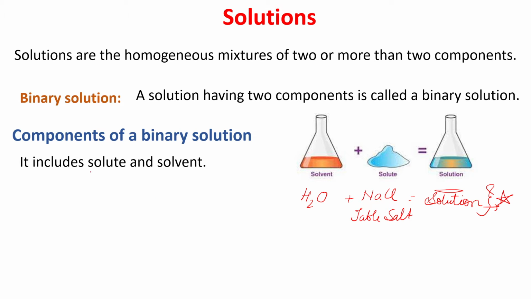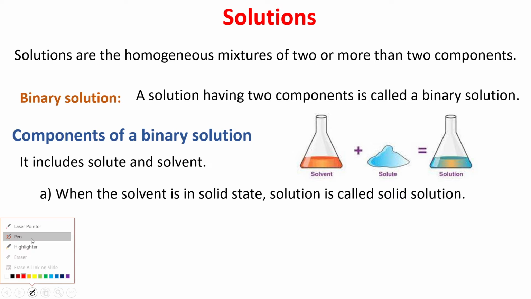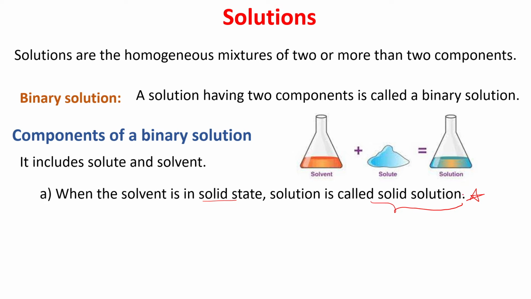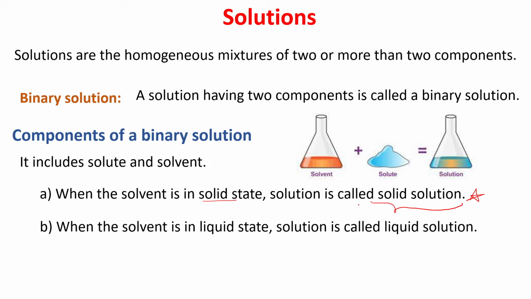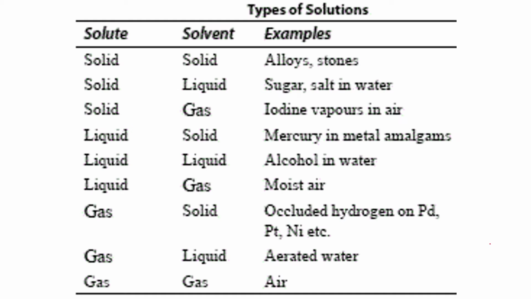Components of a binary solution include a solute and a solvent. When the solvent is in the solid state, it is called a solid solution. When the solvent is in the liquid state, it is called a liquid solution. And when the solvent is in the gaseous state, it is called a gaseous solution. Okay, so we'll see different combinations of the states of the solvent and the solute and their examples.